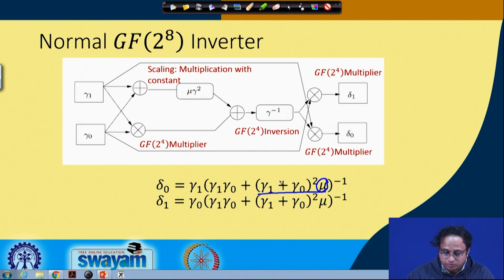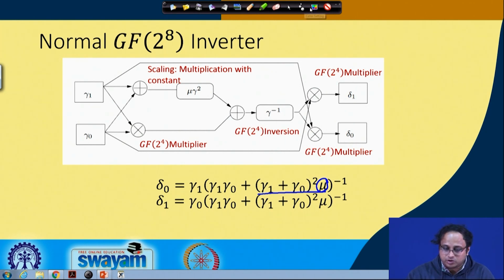Okay. So, therefore, once you have this part and you have got gamma 1 into gamma 0, you basically XOR them to get your result, which you feed to this GF2 power of 4 inversion, and therefore, you now get this part as your output, and in one case you multiply with gamma 1. For example, for delta 0 you multiply it with gamma 1. So, I take gamma 1 and I multiply here and I get delta 0, and likewise here I take gamma 0 and I multiply here to get delta 1. Okay.